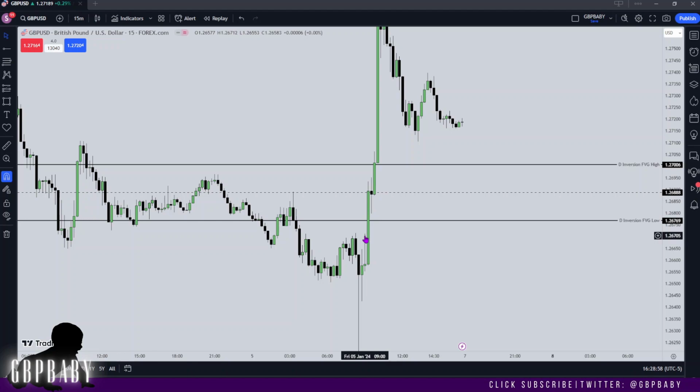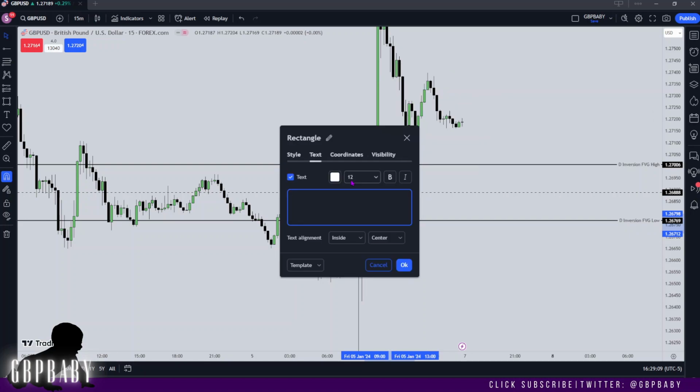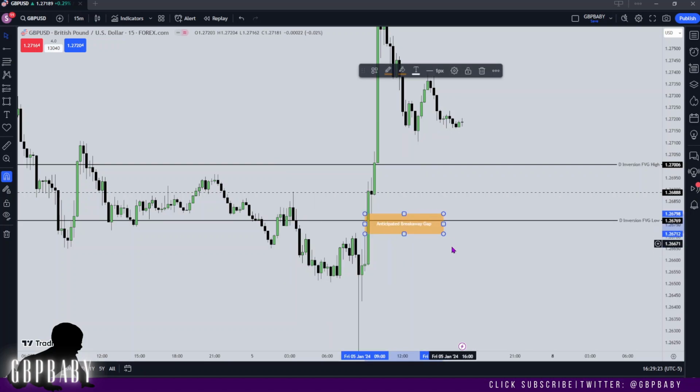Furthermore, we have a fair value gap here below it. Price can trade into it. However, I would like to see price leave it open. If price fails to reach this, then I'd see this as a breakaway gap. So I'm going to mark this as anticipated breakaway gap. And like I said, price can reach down into it. However, I'd like to think that this order block will send price higher, and this will simply remain open.